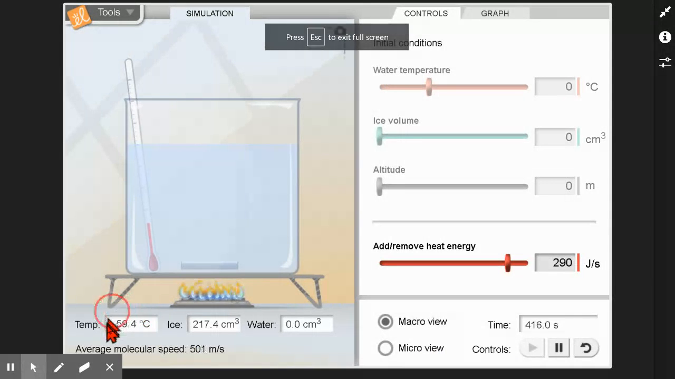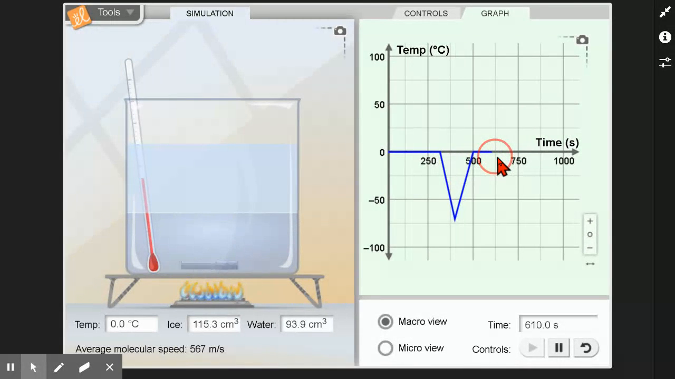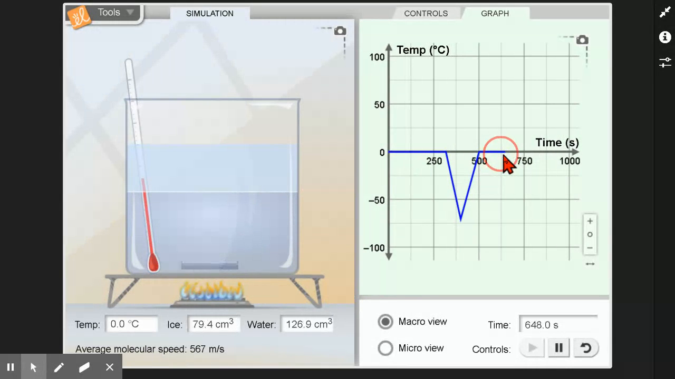Watch the temperature over here. As it's getting warmer, it's going from -60. And then let's watch the graph as we see this happening. So the temperature is increasing. It's increasing. It's increasing. 0 degrees Celsius. And now look, the liquid is melting. The solid ice is melting into a liquid. And notice the temperature does not change. It stays the same. It's going through a phase change, and the temperature will not change.